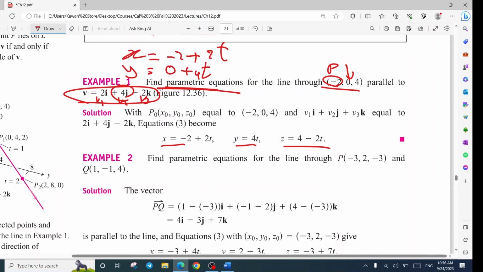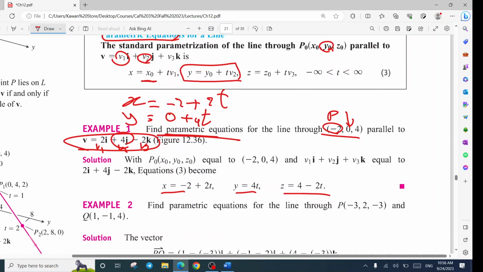Listen to here and see. Example number 2 is something else. Something is not given. In the previous one, we have V and P. In example number 2, we have P and Q. Where's V? Where's the vector? We don't have it. So how do we do it? Make it. How? PQ, right? So you can use PQ to get a vector.